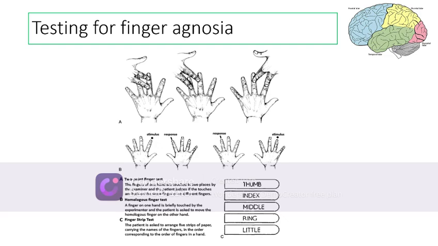In 2-point finger test, the patient's eyes are closed. The fingers of one hand are touched in 2 places by the examiner, and the patient has to judge whether they are both on the same finger or different fingers. In homologous finger test, the finger on one hand is briefly touched by the examiner, and the patient is asked to move the same or the homologous finger on the opposite hand. In finger strip test, the patient is just asked to arrange the strips of paper carrying the names of the fingers in order.